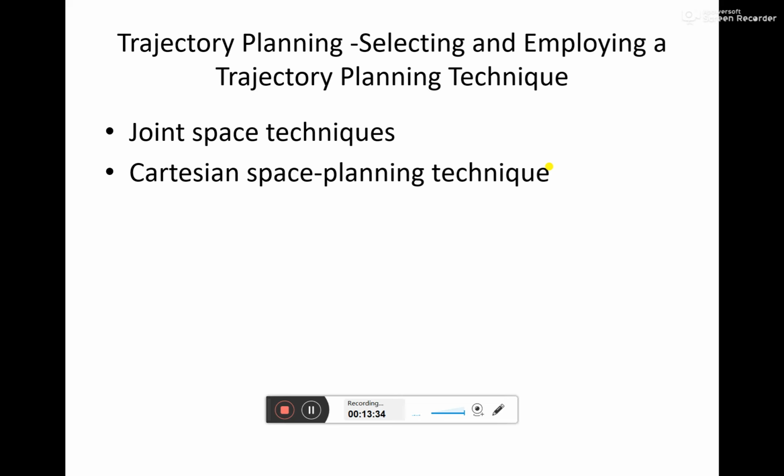So whether we have to use a joint space technique, or whether we have to use a Cartesian space planning technique, that we have to decide. Okay. We already discussed what the joint space technique is and what the Cartesian space planning technique is. So we have to decide which particular technique to use, the joint space technique or the Cartesian space planning technique.